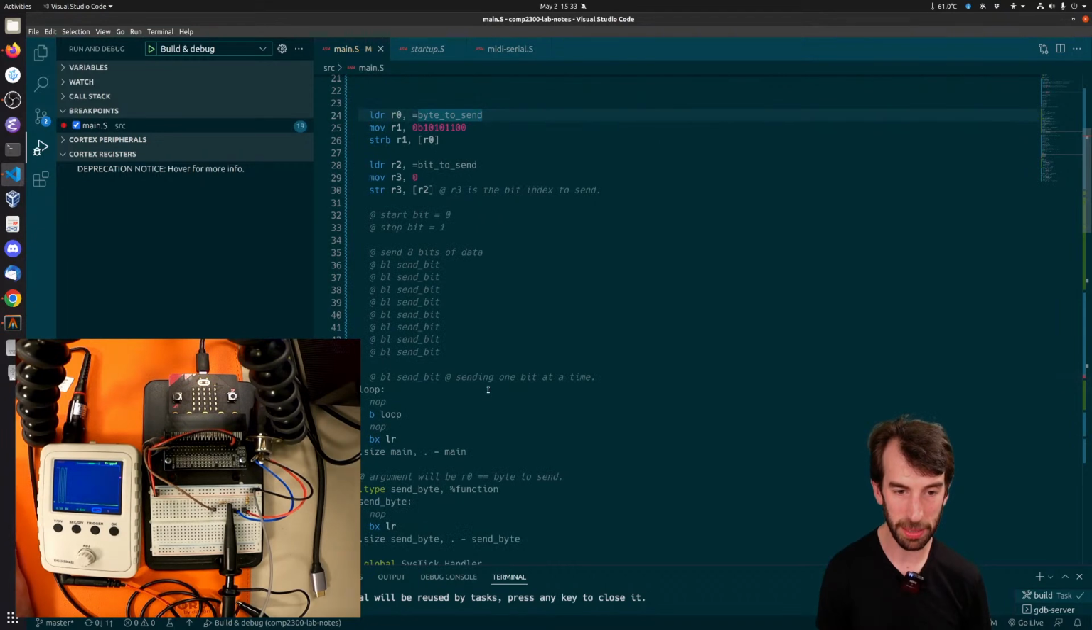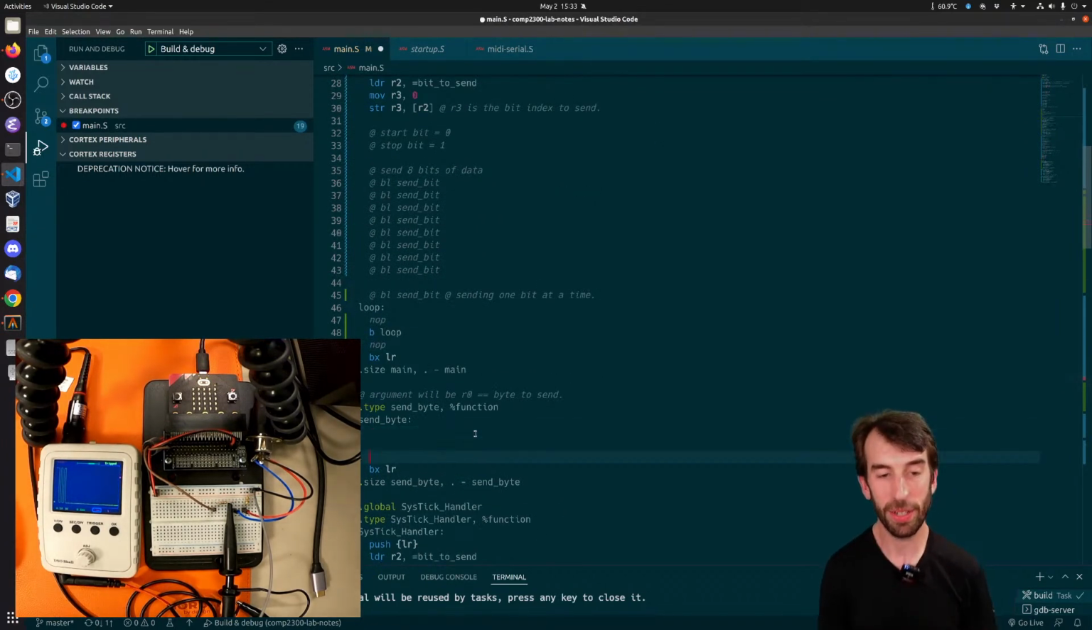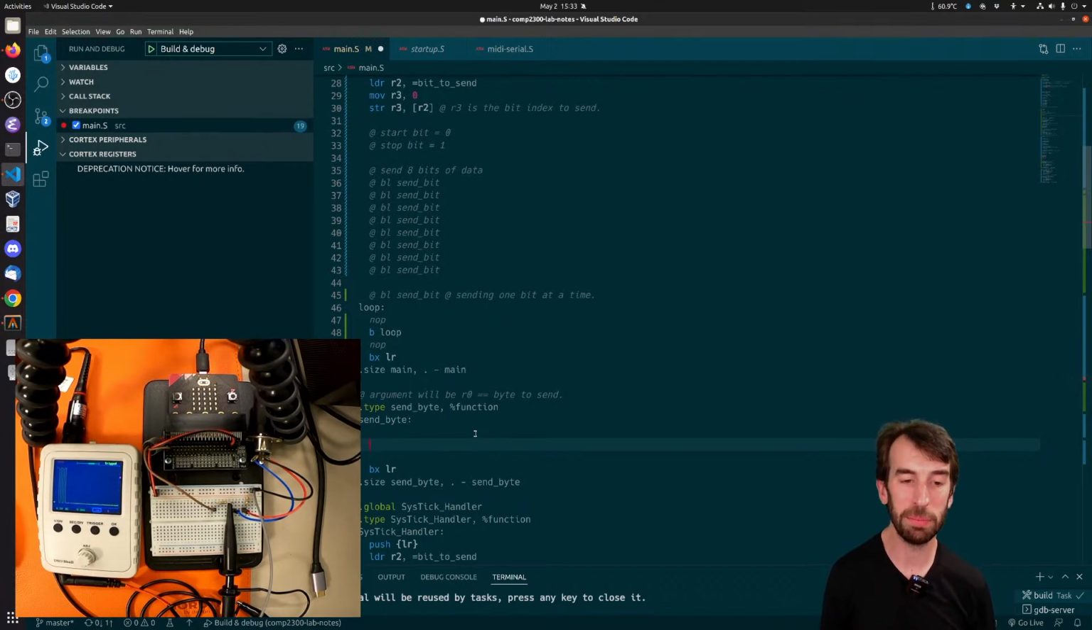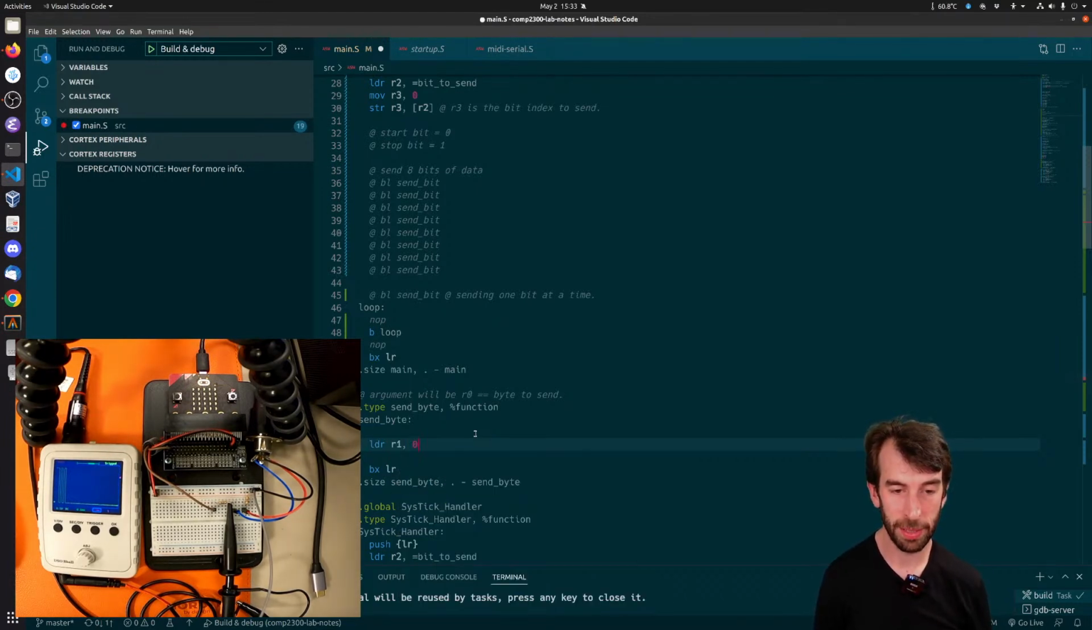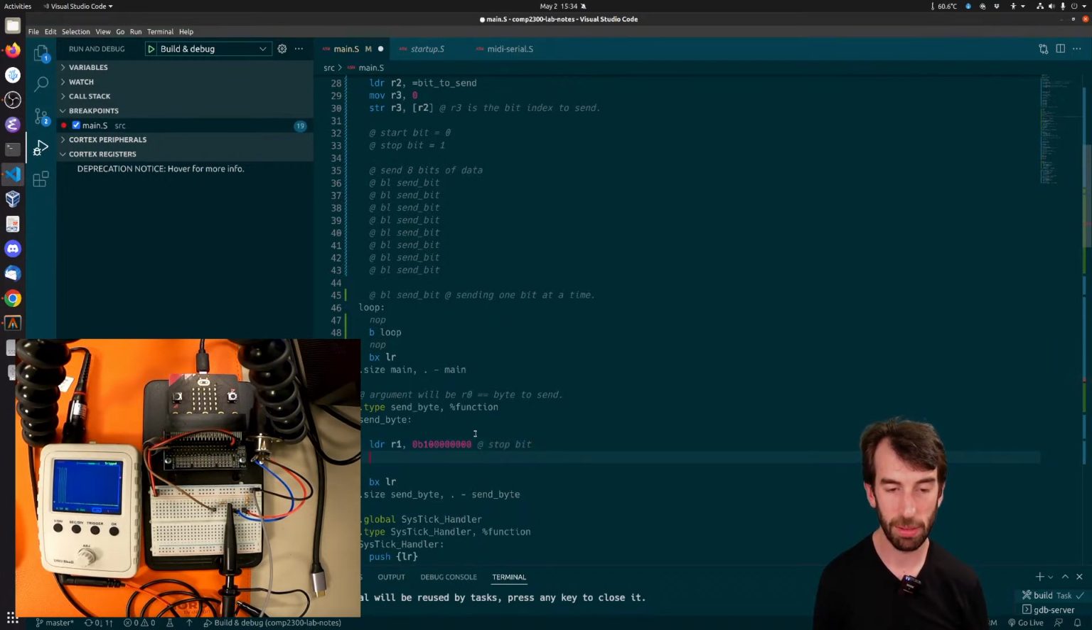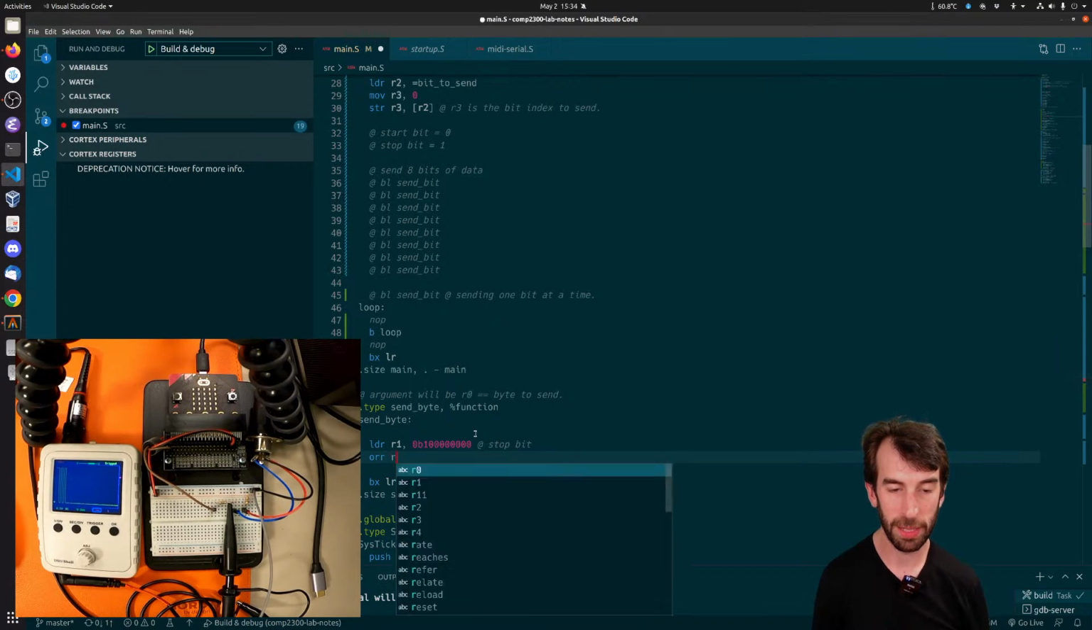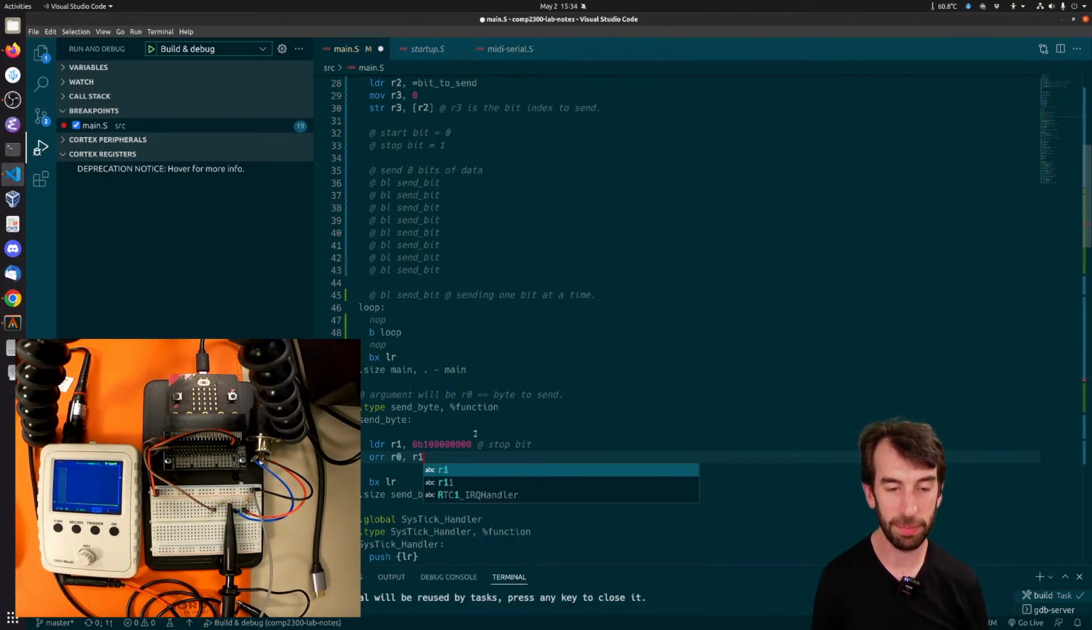So, where are we? My send byte function, oh yes. I've got to pack in, add my start bit and my stop bit. If you remember, my stop bit has got to be 1. So I'm just going to make a load into R1, 0b, not 0x. This is going to be the 9th bit: 1, and then followed by 8 zeros. 1, 2, 3, 4, 5, 6, 7, 8. That's my stop bit. Okay, and then I'm going to ORR R0, R1.